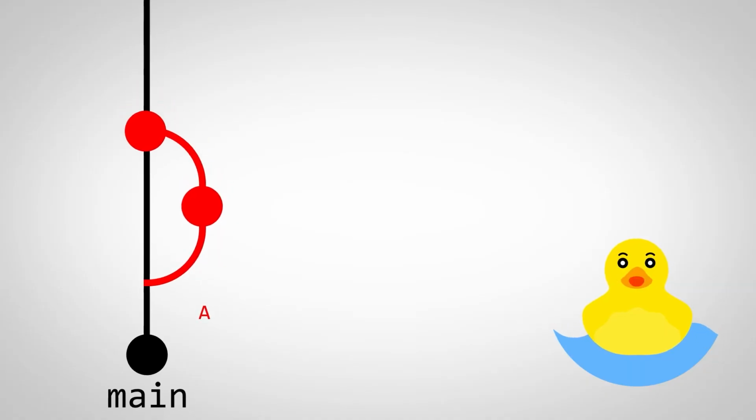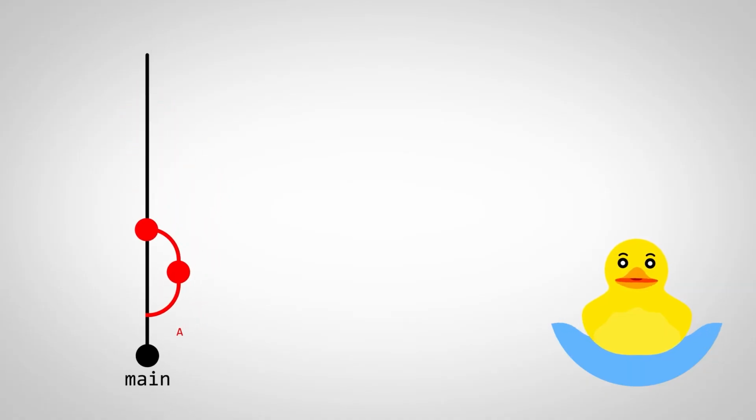The advantage of branches comes when we have multiple developers on our team. One person can create a branch to work on feature A, and one person can create a branch to work on feature B. Once feature A is ready to ship, we can merge it back into our main branch.